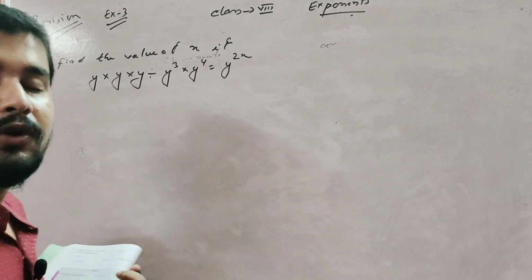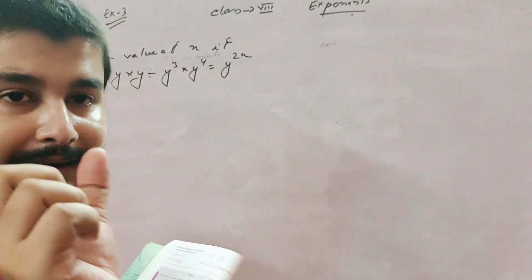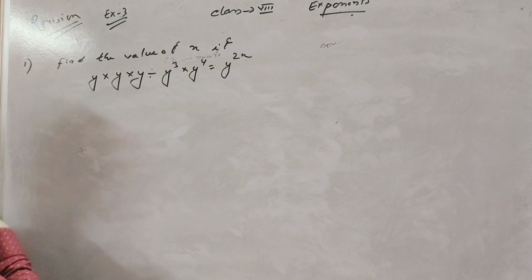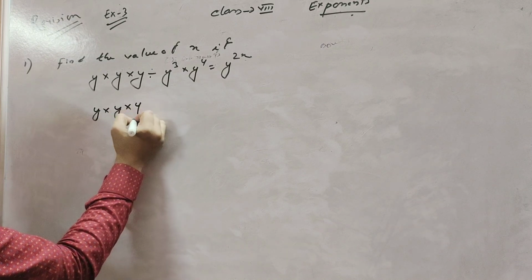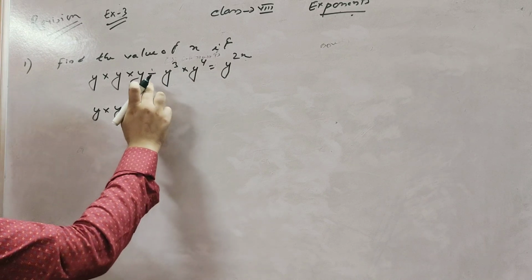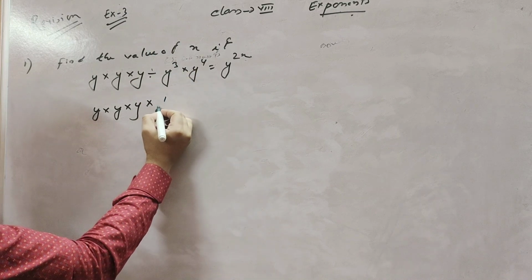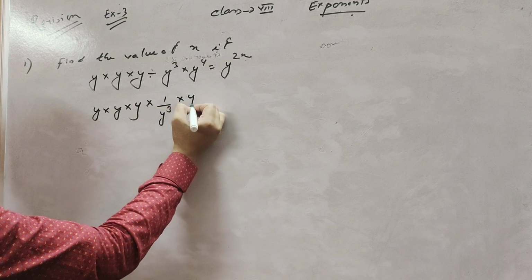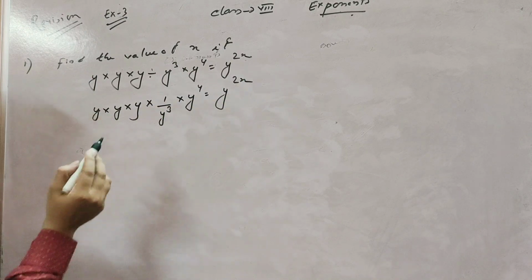First of all, we know from the BODMAS rule that division comes first. So first of all we will divide this, that is y into y. When you change the division sign to multiplication, this number gets reciprocated. So this one gets reciprocated, into y to the power 4 equals y to the power 2x.